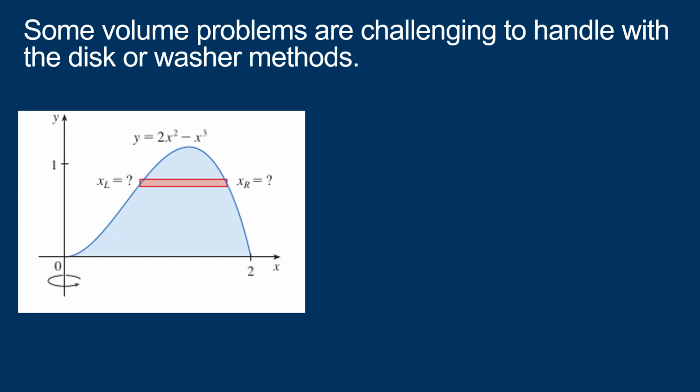Some volume problems are very challenging to handle with the washer or disk method. Look at this example, guys. Can you see the blue region right there? The blue region is bounded by y equals 2x squared minus x cubed and the x-axis. We want to rotate this region about the y-axis.